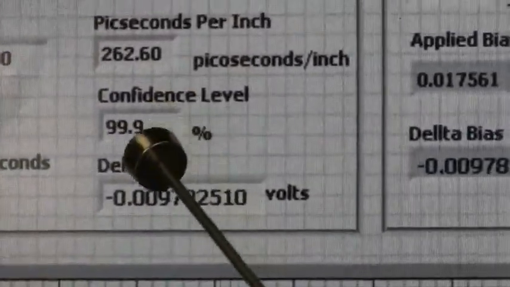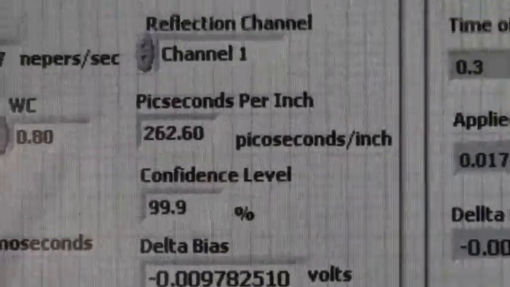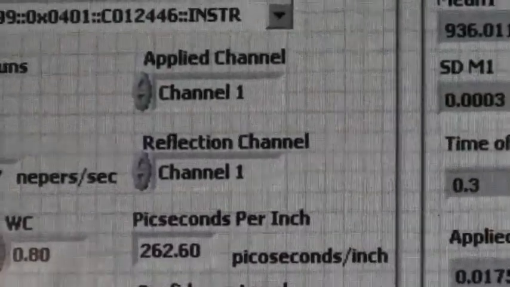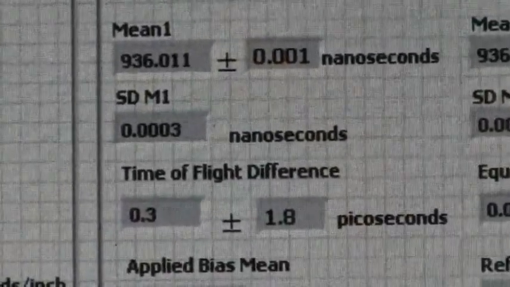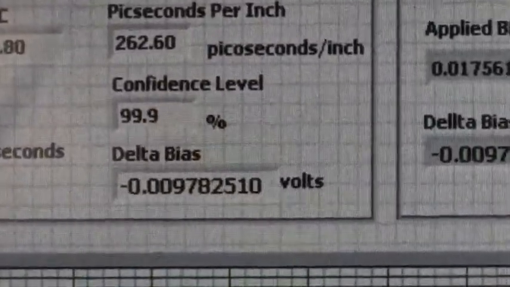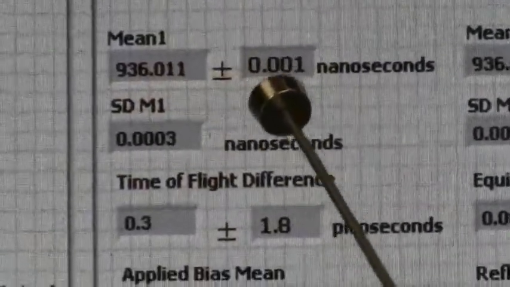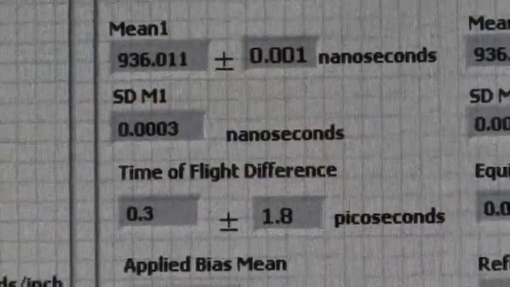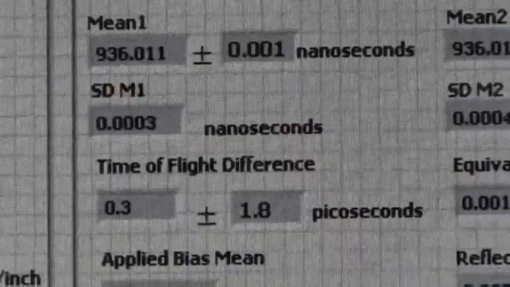This is the confidence level that we can adjust. When we do an average, we can get a plus or minus confidence interval, and we can adjust the percentage here. The percentage is 99.9%, which means that the mean is within plus or minus 1 picosecond with a 99.9% confidence interval.